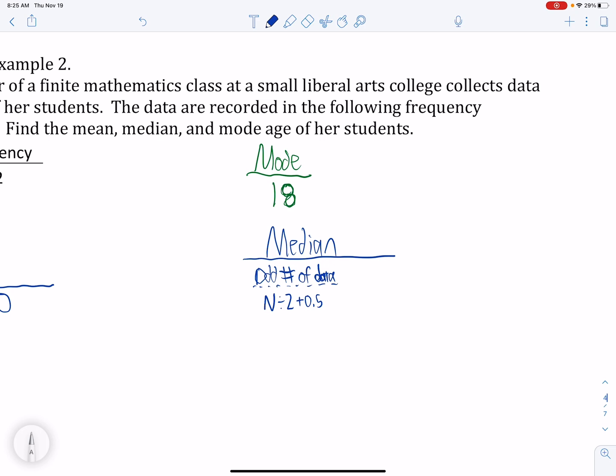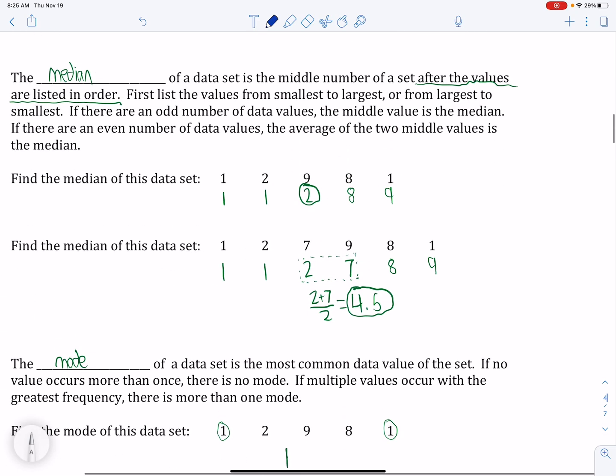So for example, here when there were 5 data values, you take 5 divided by 2 plus 0.5, and you end up with 3. So that tells us that our third data value is going to be the median. And in this case, we had that.